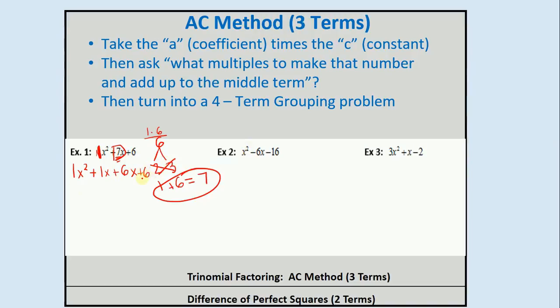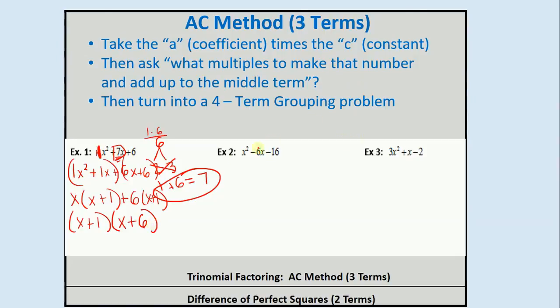Now, it is a 4-term grouping problem. I can do this. These are the problems we were just doing. So I can group. Looks like an x is common. Plus, looks like a 6 is common. Factor out the x plus 1 out of both pieces, and I'm left with x plus 6. Done. So once it's a trinomial, what you need to do is expand that middle term, make it a 4-term grouping problem, and then just go with grouping.